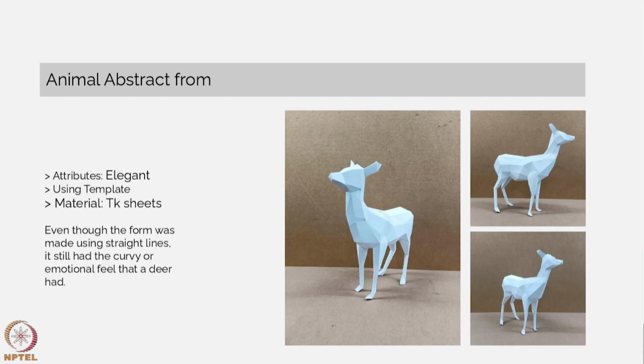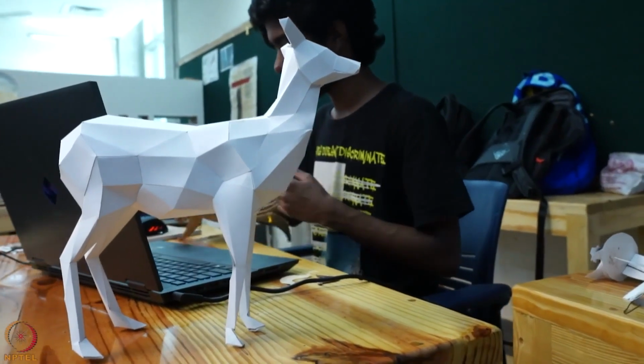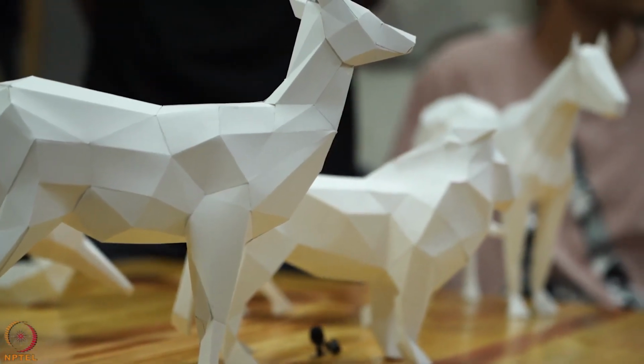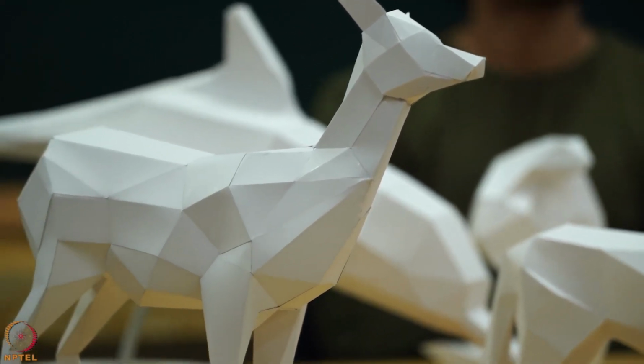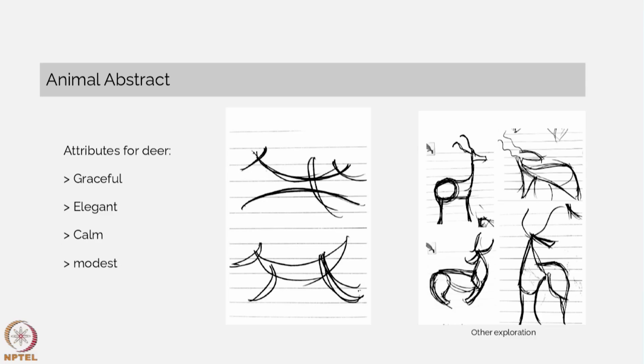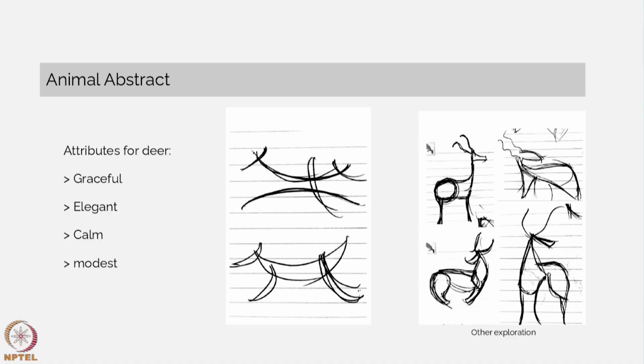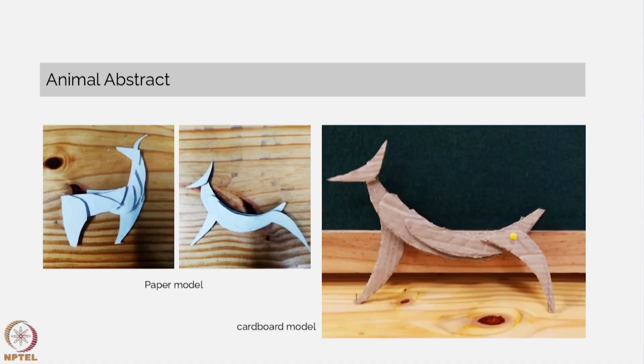Here the material we used was TK sheets, and even in this form, which is mainly of straight lines, the curvature and the emotions of the deer are still visible, later making it more abstract. For this I took attributes like gracefulness, elegance, calm, modest, etc. And these were some of my explorations, and trying out with lines helped me more with the assignment for further progress.